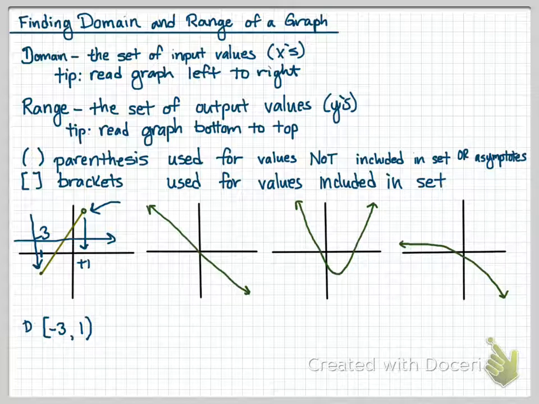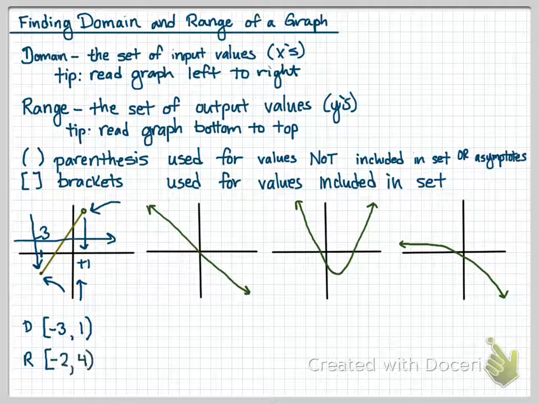Let's move on to range. Your range, go from the bottom towards the top. First point we see is right there. Closed circle, so a bracket. And it starts at -2 and goes all the way up to 4. And again, 4 has an open circle on it, so we have parentheses. So that's the domain and range of that first graph.